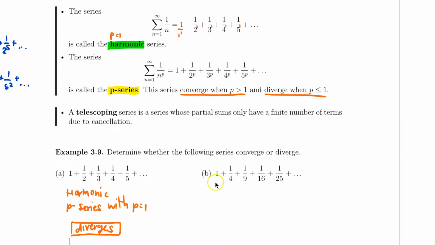For the next one, 1 plus a fourth plus 1 over 9 plus 1 over 16 plus 1 over 25, we can see that this is 1 plus 1 over 2 square plus 1 over 3 square plus 1 over 4 square and 1 over 5 square and so on. So this guy is a p-series where the value of my p, the value of my exponent, is going to be 2. So this is a p-series with p equal to 2. And because 2 is bigger than 1, this guy is going to converge.